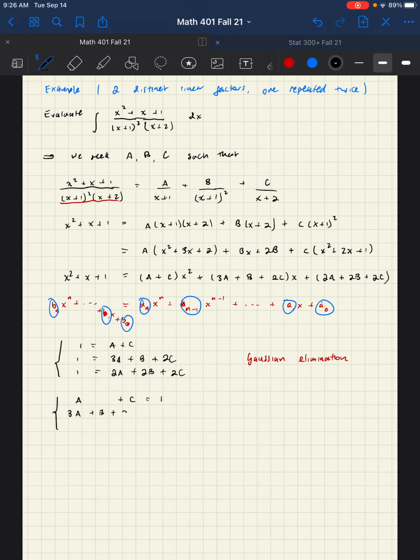3a plus b plus 2c equals 1. And then 2a plus 2b plus 2c equals 1. Okay, I've lined up basically the variables in each equation. So I have 1a plus 0b plus 1c equals 1. 3a plus 1b plus 2c equals 1. And then the last one has all the coefficients in front.